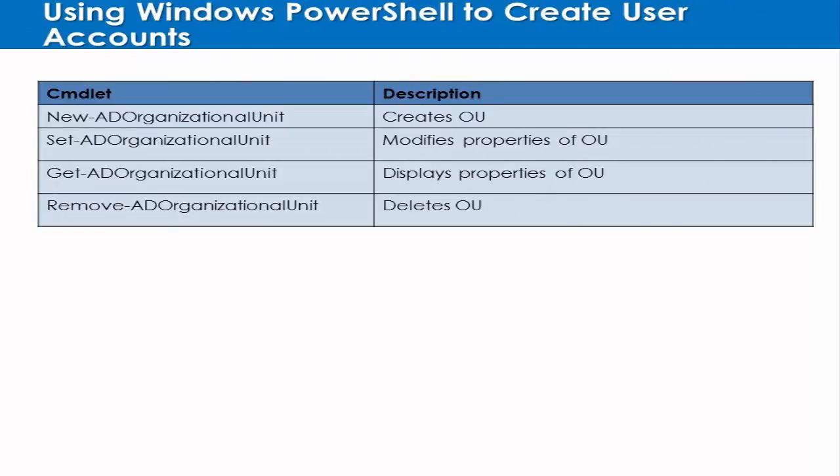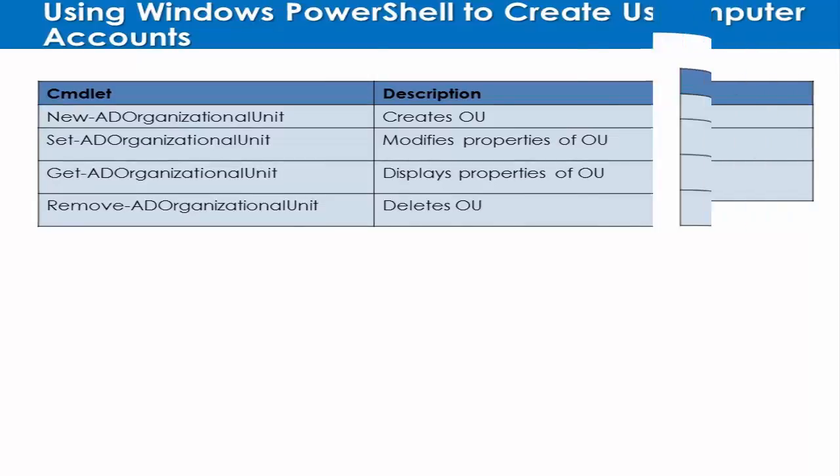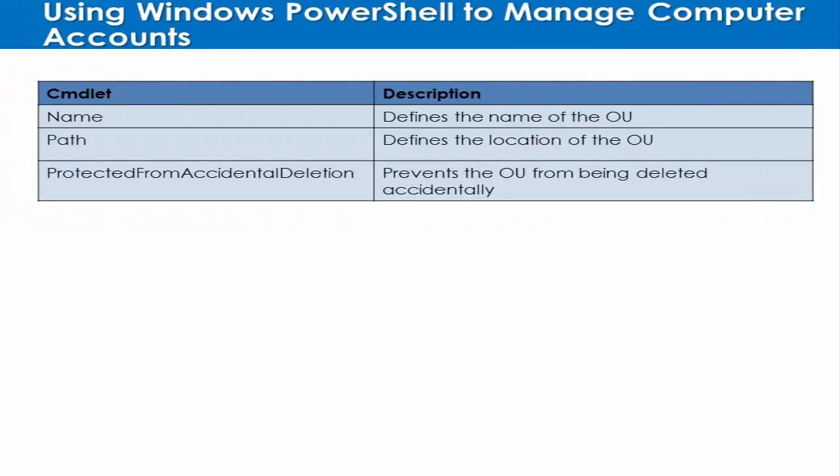And then also the fourth object, just real fast here, OUs, you got new, set, get, and remove for AD organizational unit. And of course, when you're creating OUs, you got the name, the path. And check out this one, protected from accidental deletion. Remember that one when we created OUs? We're going to actually take a quick look at that one. And we will see how to go ahead and check or uncheck that box, protected from accidental deletion. And so with that, let's jump over to the operating system and actually play with PowerShell a little bit.